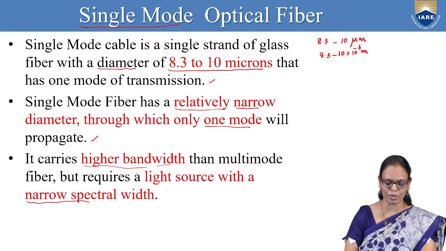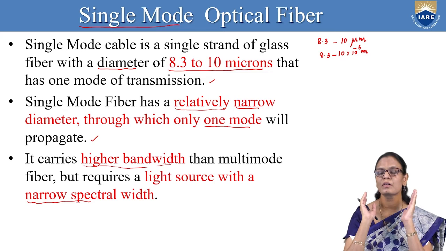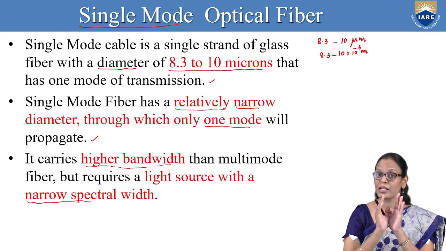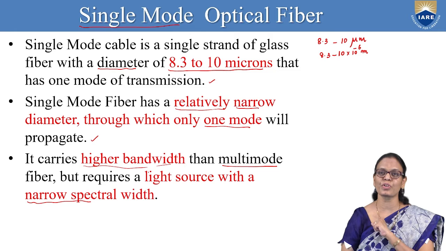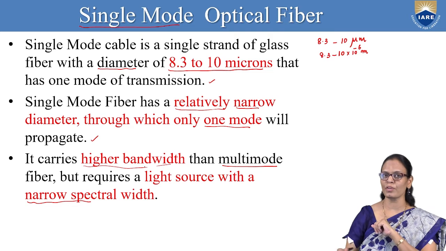The spectral width should be narrow, but the bandwidth is very high. Bandwidth means the range of frequencies through which the signal can pass is very high. So when we compare it with the multimode, the bandwidth for a single mode fiber is very large. This will become one greatest advantage for single mode fiber.